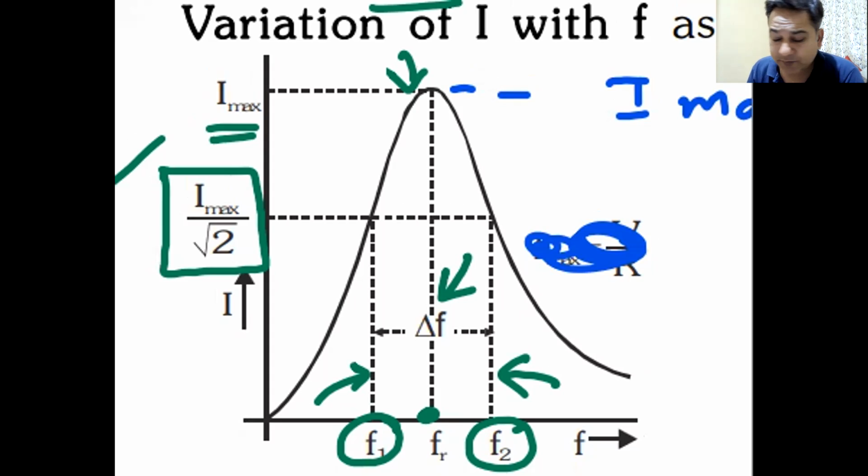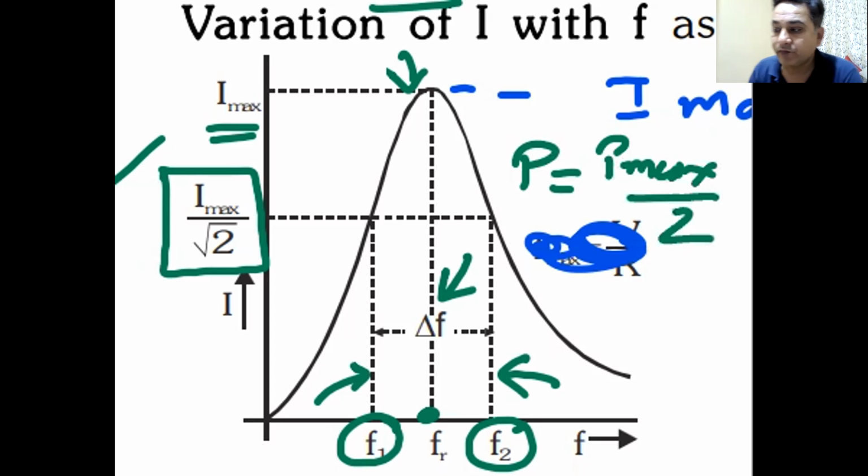At this I max by root 2, you can also write power becomes maximum power divided by 2, not half. At these points, the power is half because current is I max by root 2. Power is I square R, so power becomes half at these 2 points.